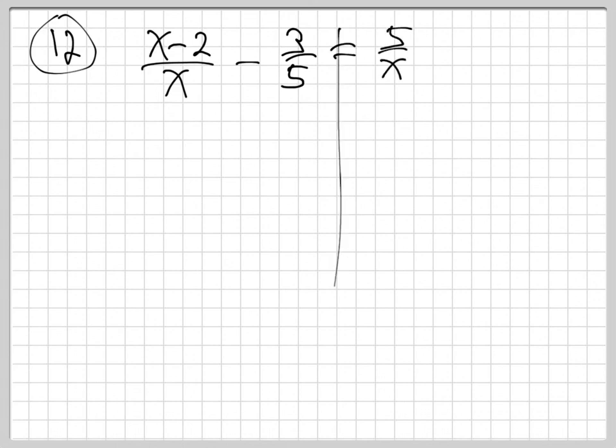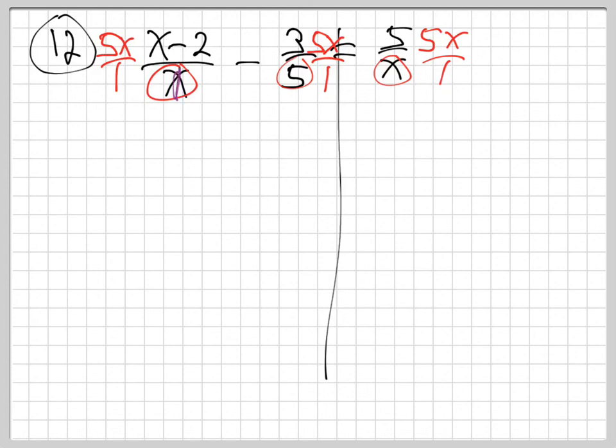So number 12. X minus 2 over x minus 3/5 equals 5 over x. All right, so same kind of thing. Got fractions. Got to get rid of all the denominators. So we have x and 5 and x. So it's 5x over 1, and then we cross cancel.